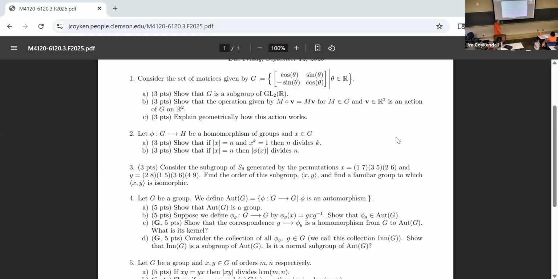Number 3, the second week homework actually might help you. Consider the subgroup of the symmetric group on 9 letters generated by these permutations X and Y, given by the cycles 1, 7, 3, 5 and 2, 6. Find the order of the subgroup generated by X and Y, and it's probably a familiar group. See if you can tell me what it is.